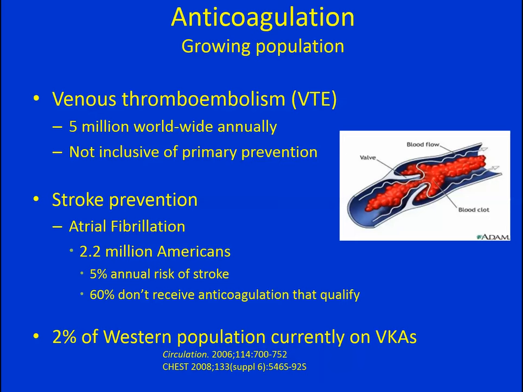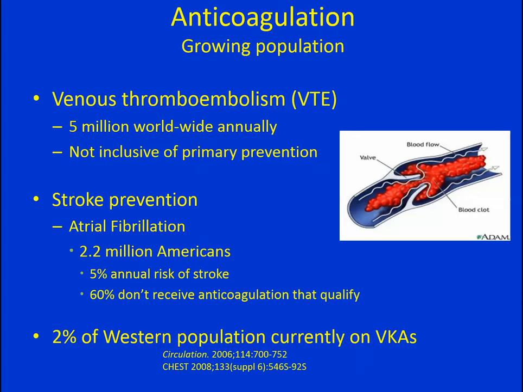A major problem is that there is a growing number of patients who are receiving anticoagulation, either for prevention of venous thromboembolism or for patients with atrial fibrillation. And it's estimated that about 2% of our population are receiving vitamin K antagonists, or even more receiving new oral anticoagulants.